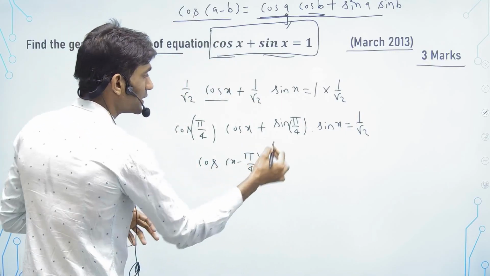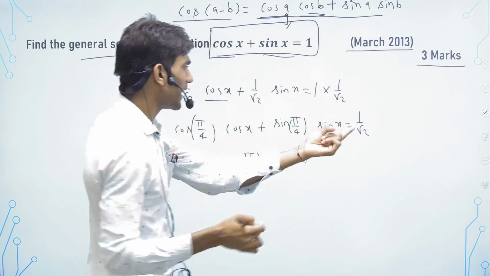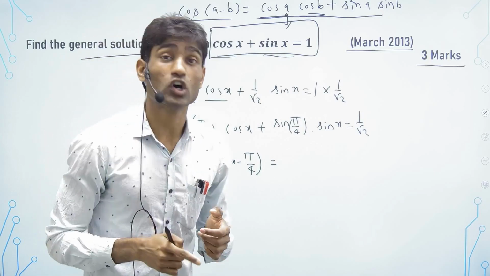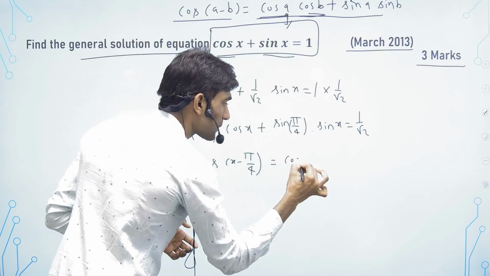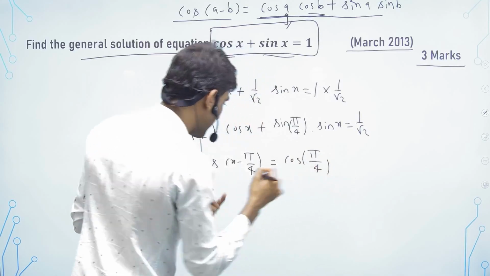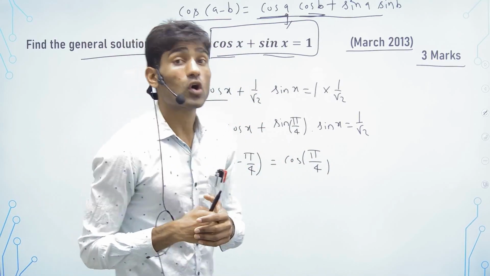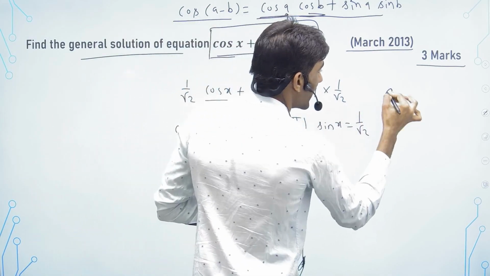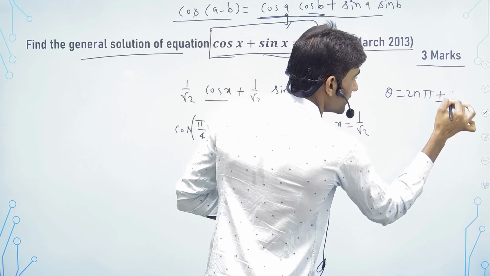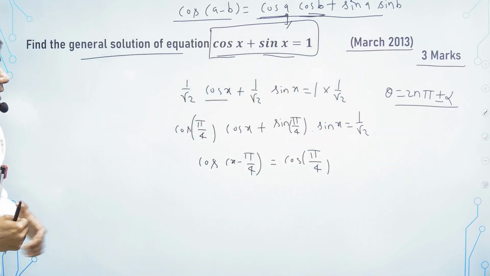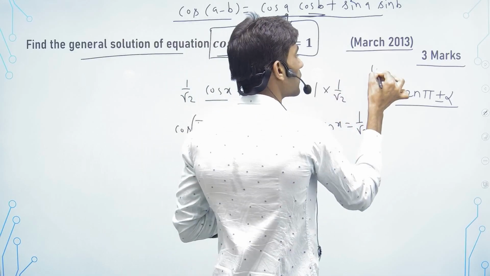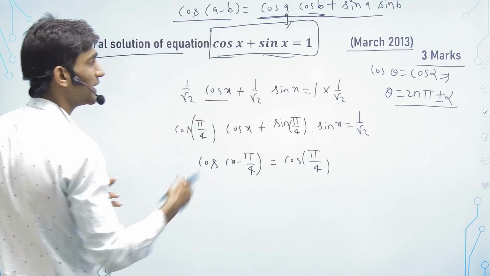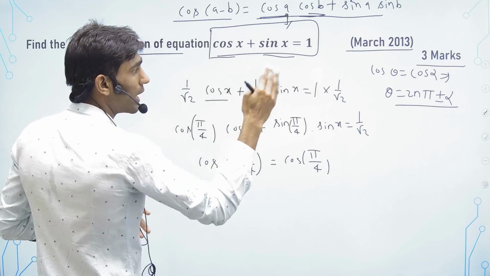So cos of x minus pi by 4 is equal to 1 by root 2. How can we write 1 by root 2 in the form of a cos? Yes, exactly, we use cos of pi by 4. So here we got cos theta equal to cos alpha. And whenever we have cos theta equal to cos alpha, we use theta as 2n pi plus minus alpha. In that situation we use theta as 2n pi plus minus alpha. So apply that result here.